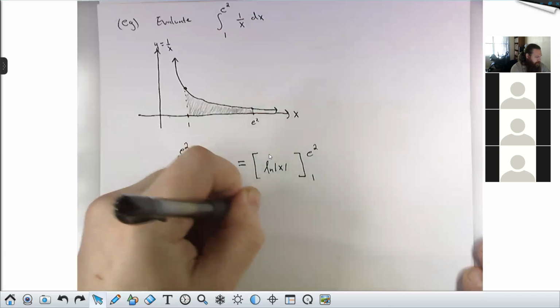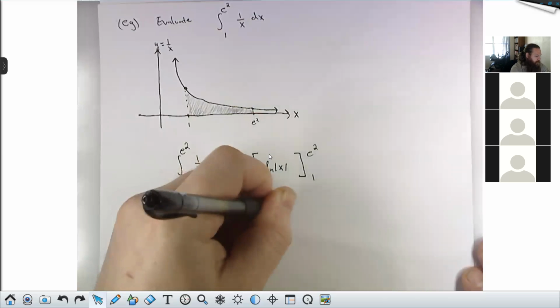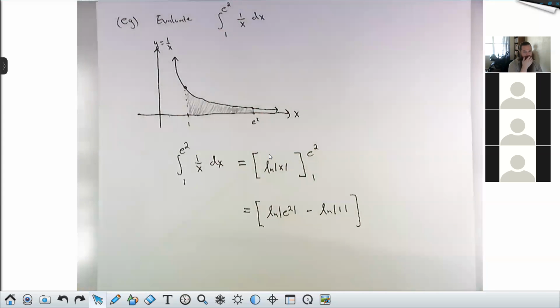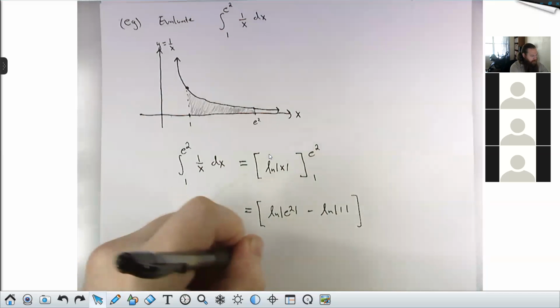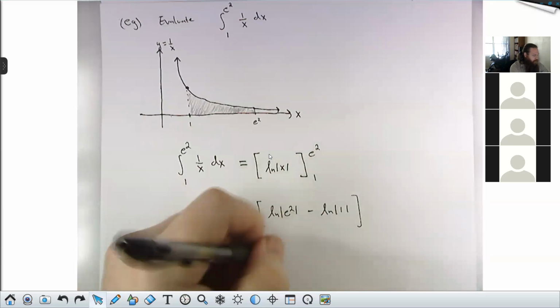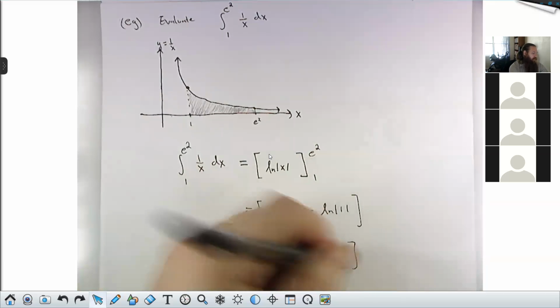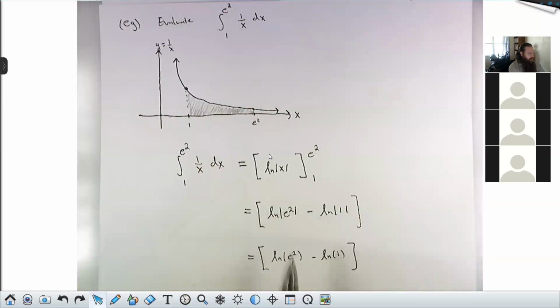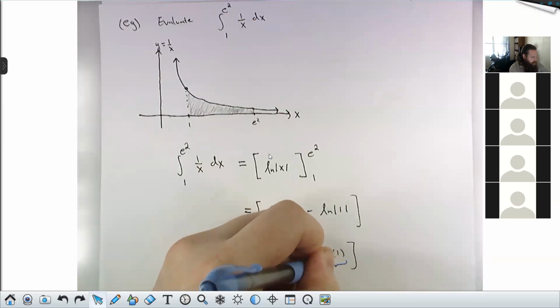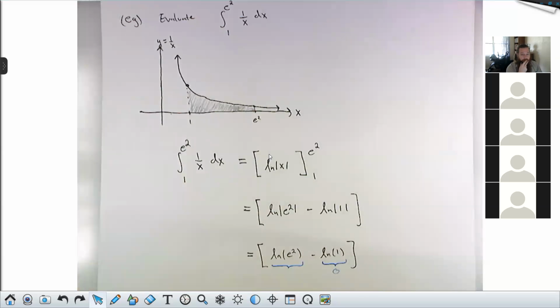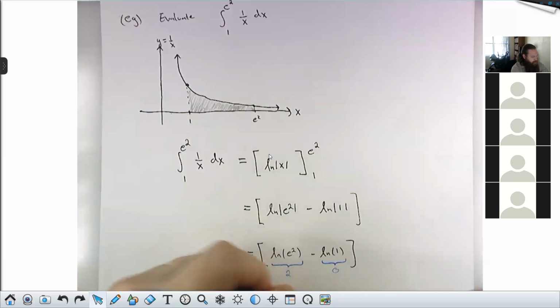And so this would be the ln of the absolute value of e squared minus the ln of the absolute value of 1. e squared and 1 are both positive numbers, so their absolute values are just themselves. So the absolute value of 1 is just 1, the absolute value of e squared is just e squared. What is the ln of 1? 0. Very good. What is the ln of e squared? 2. Good, 2. So this is 2 minus 0, or just 2.